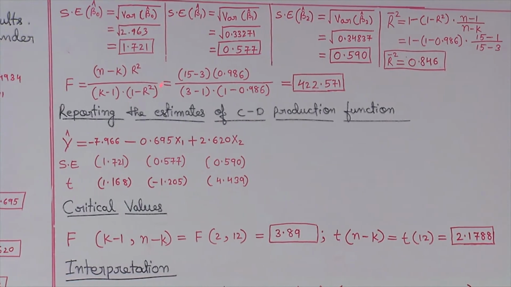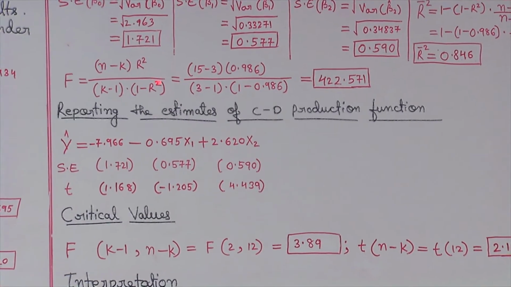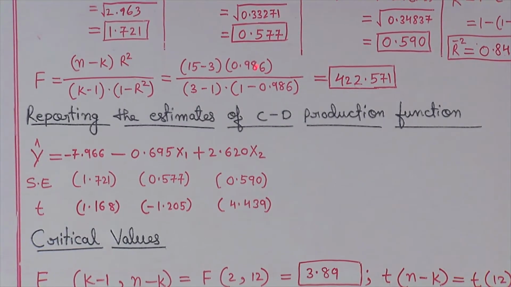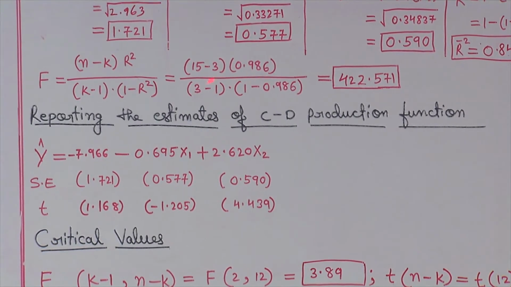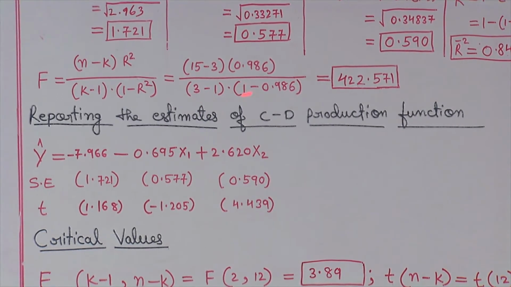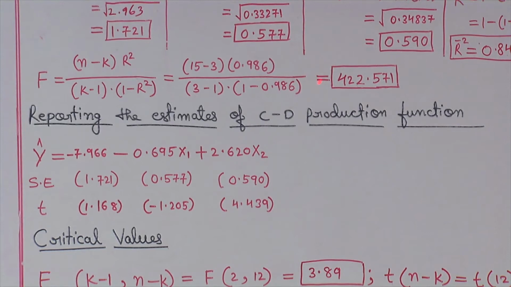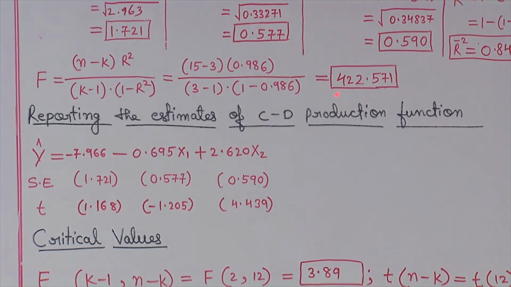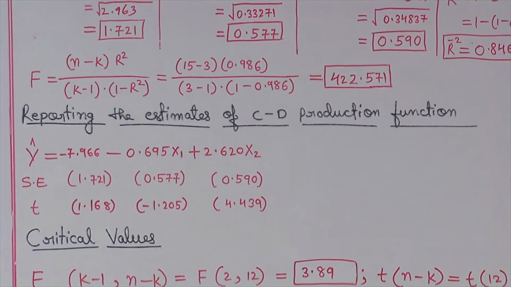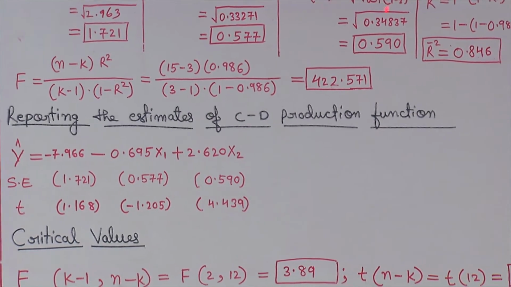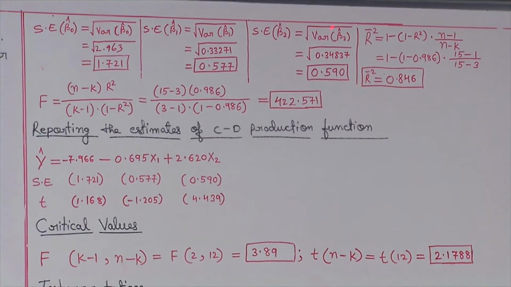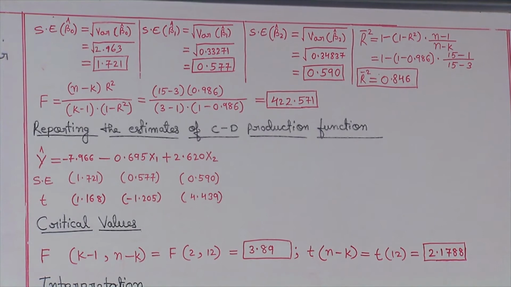Now, the F value can be calculated by n minus k into r squared divided by k minus 1 into 1 minus r squared, which is equal to, n minus k is nothing but 15 minus 3, and r squared we have already found out, that is 0.986, divided by k is 3, therefore 3 minus 1 into 1 minus r squared, which gives 422.571.